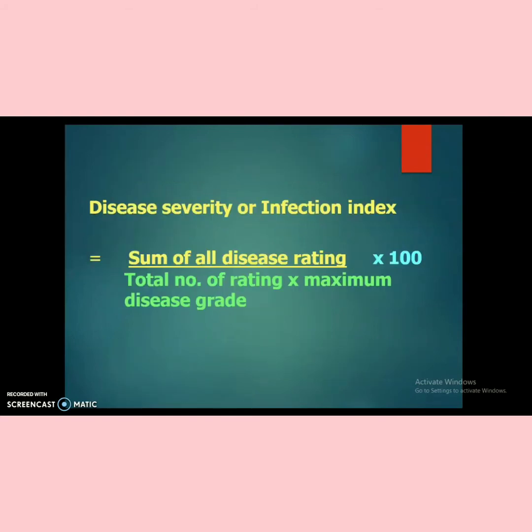The next method is to measure severity. Disease severity is equal to the sum of all disease ratings divided by the total number of ratings into the maximum disease grade, into 100.